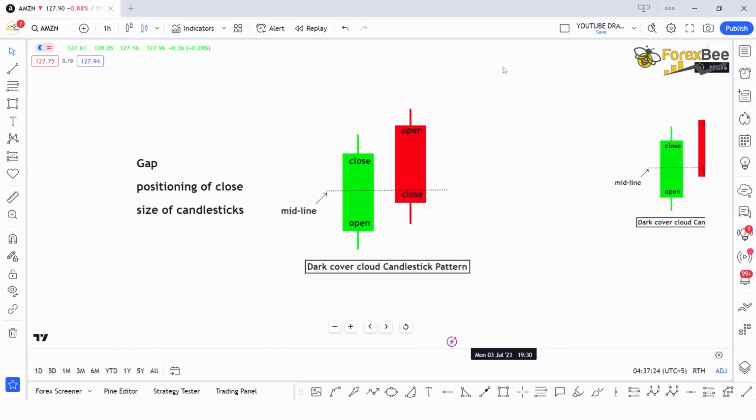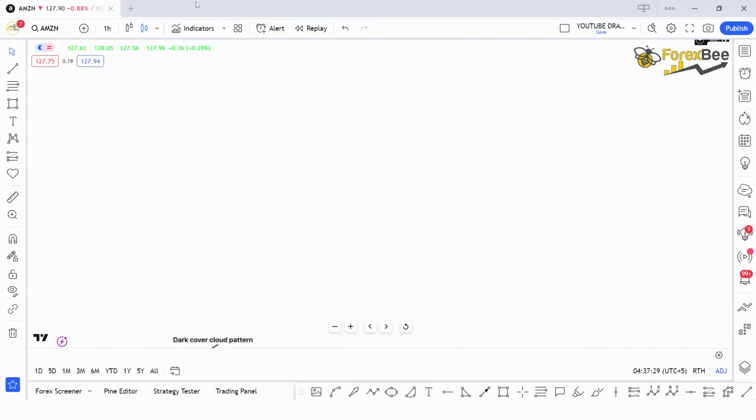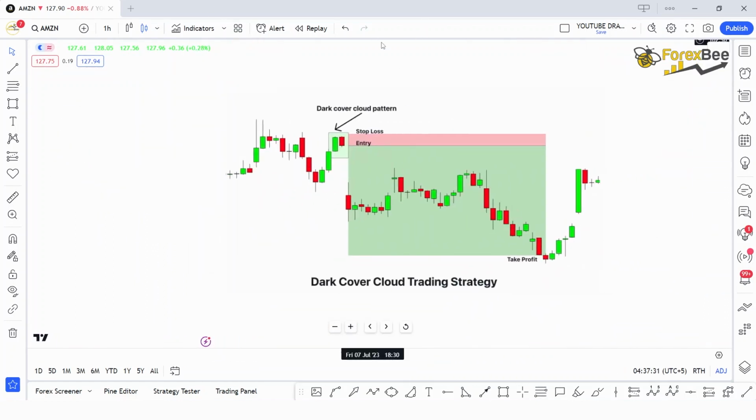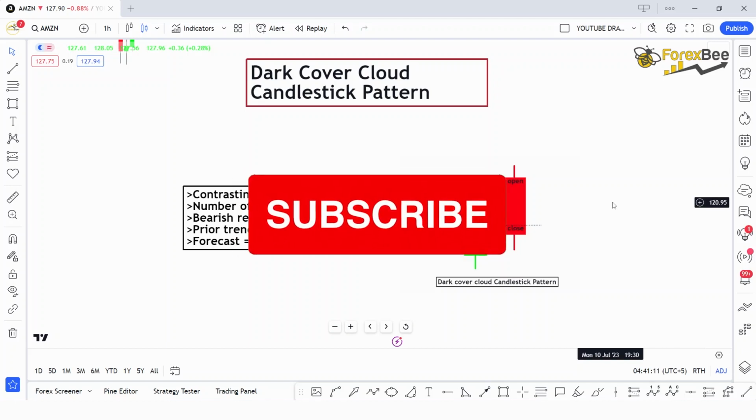I hope you have understood how to identify, analyze, and formulate a trading strategy involving the dark cloud cover candlestick pattern. You can further enhance your chances of successful trading involving the dark cloud cover candlestick pattern with the use of trading indicators. In order to understand more about trading indicators, you can visit our website.